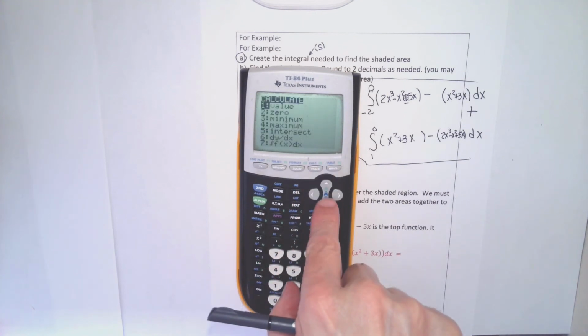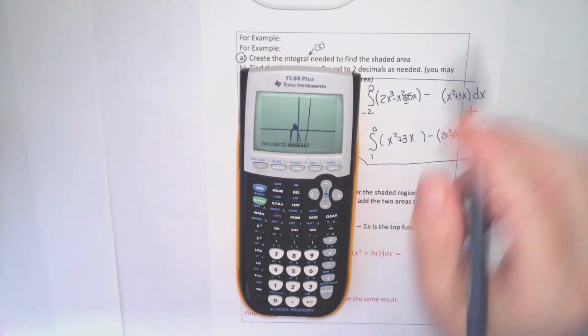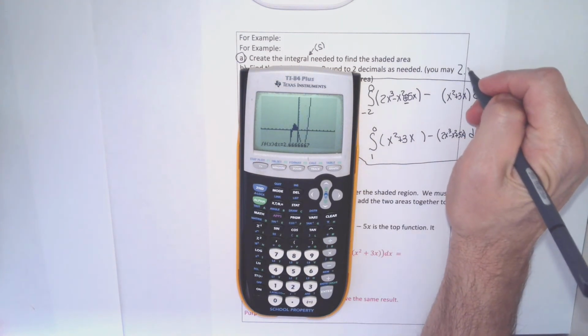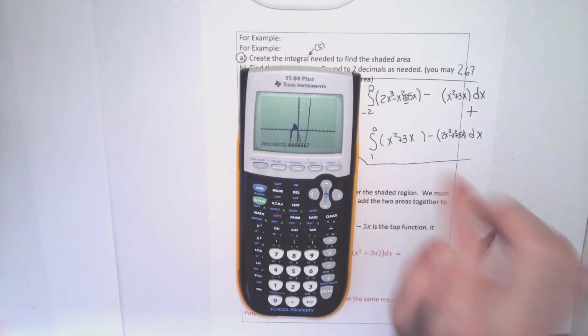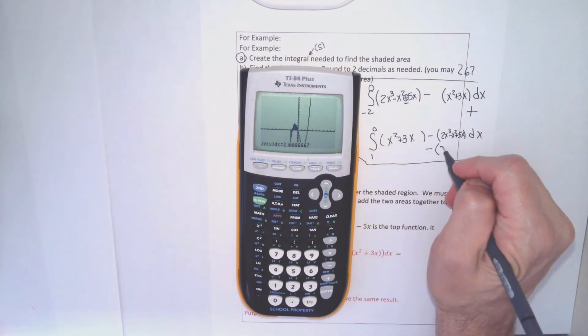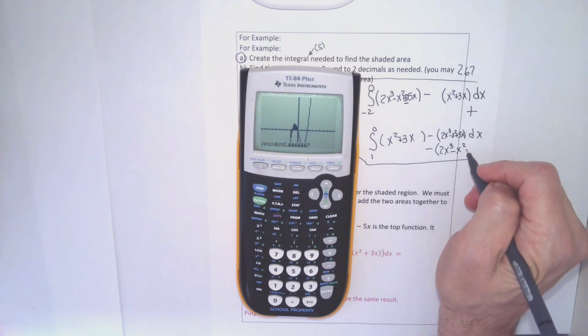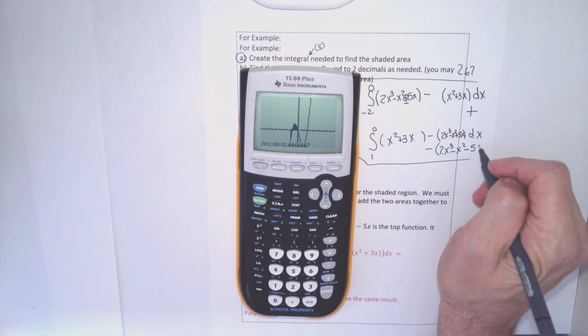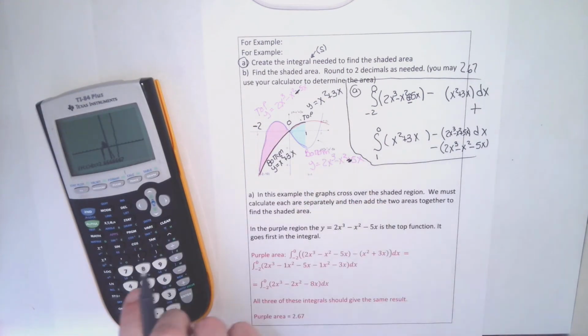So second calc, sorry, and negative 2 to 0. The first region is 2.67, rounded to 2 decimals. Let me do the second region. This function x squared plus 3x minus this function 2x cubed minus x squared minus 5x. Apparently I need stronger reading glasses for that font, and I just didn't pick that up properly. So let me do the second one now.